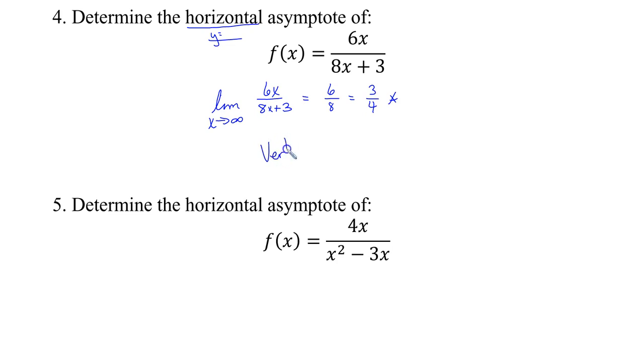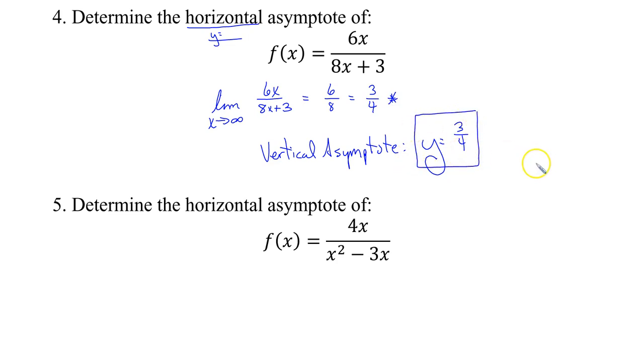So the vertical asymptote here is going to be, remember, be very careful. This is y equals 2, and it's going to be 3/4. Okay, so we'll put a little star here. So this is my equation. y is equal to 3/4.